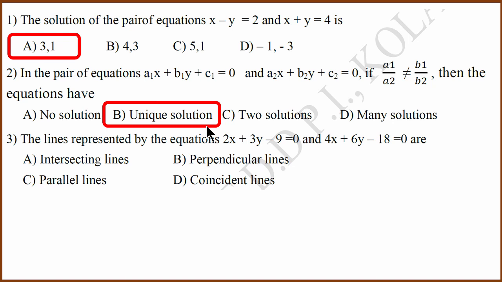Then the third question is, what kind of line are these two? If you notice, here a1 by a2, b1 by b2, c1 by c2, all of them are 1 by 2. Since all of them are 1 by 2, the correct answer is coincident line. If all three are equal, it is a coincident line.